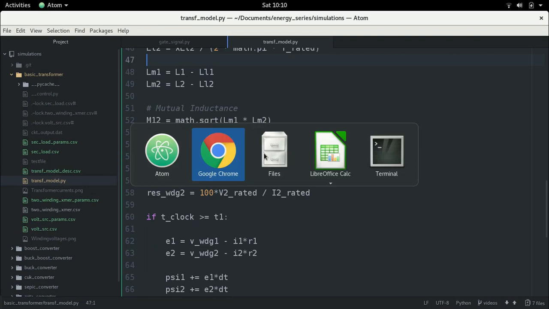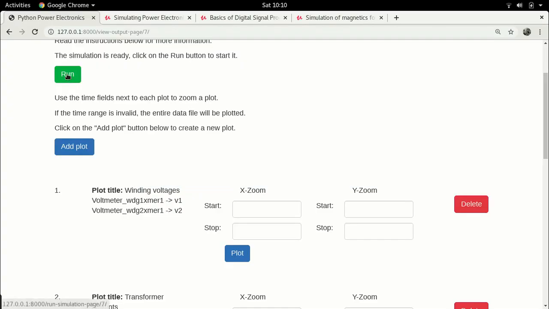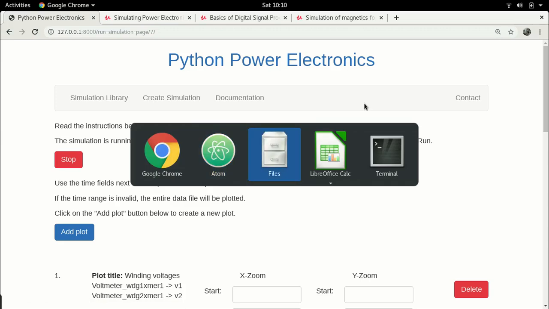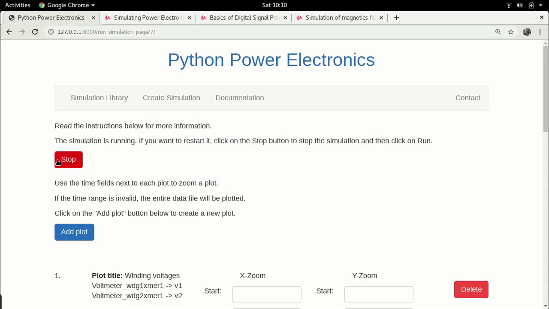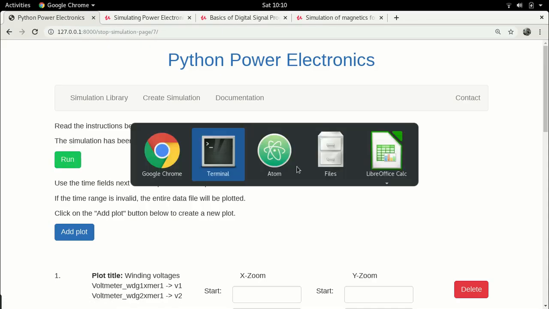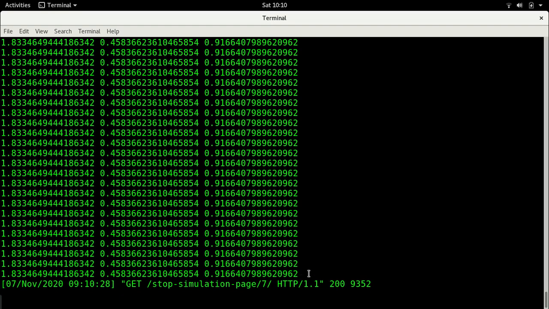So I'm going to go here and run the simulation. Let's go to the command line and you should see these inductances. At least we don't see an error, we see this. So that's good, the simulation is running. So let's stop it, and let's go to the command line and copy these values.